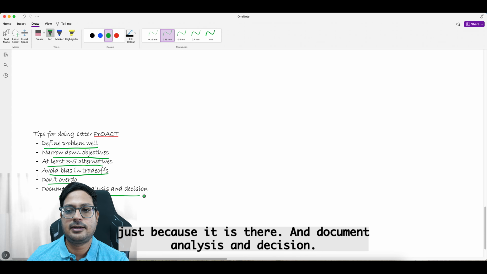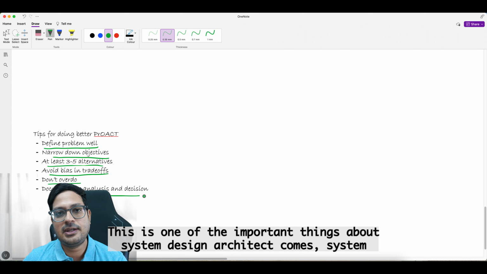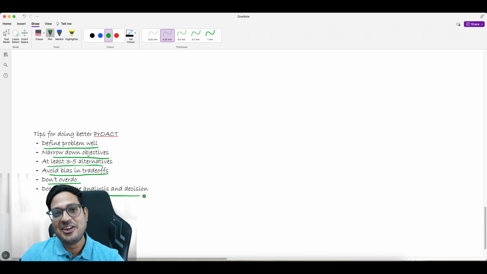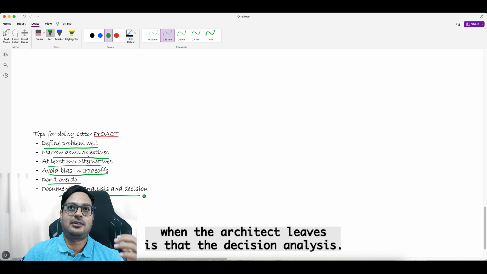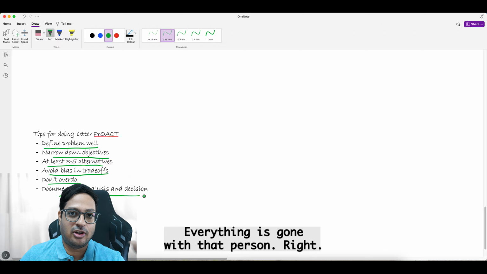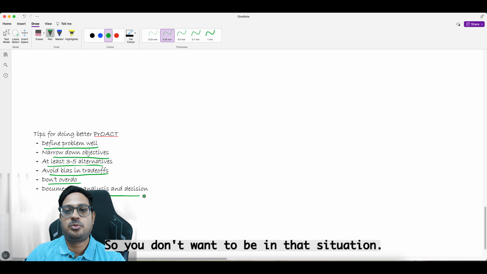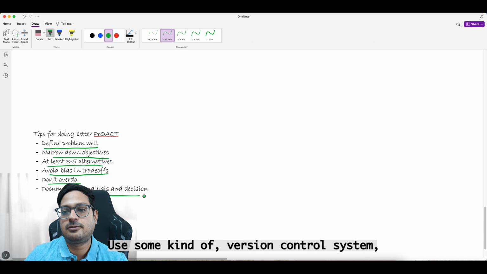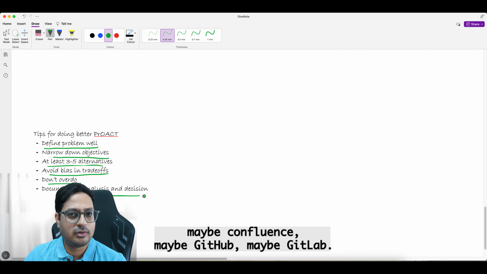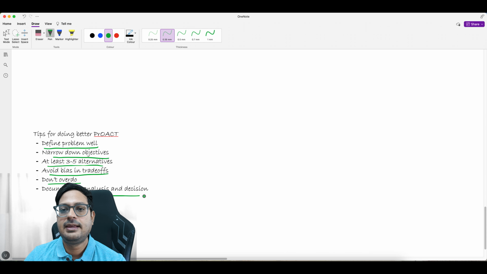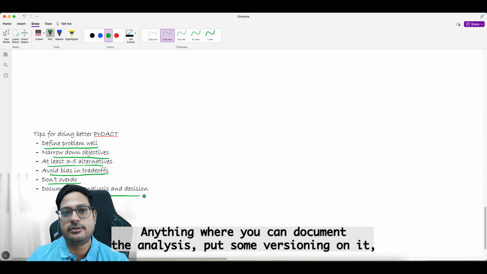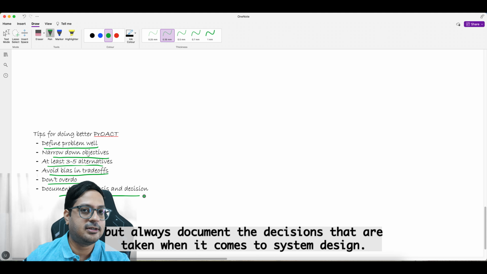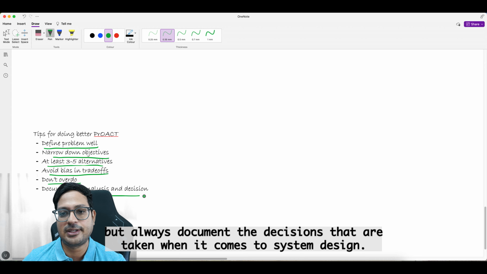And document the analysis and decision. This is one of the important things about system design. The architect comes, the system is designed, and the architect leaves. What happens when the architect leaves is that the decision analysis, everything, is gone with that person. You don't want to be in that situation. Always document the decisions. Use some kind of version control system, maybe Confluence, maybe GitHub, maybe GitLab, anything where you can document the analysis, put some versioning on it, put some approval workflow or whatever, but always document the decisions that are taken when it comes to system design.